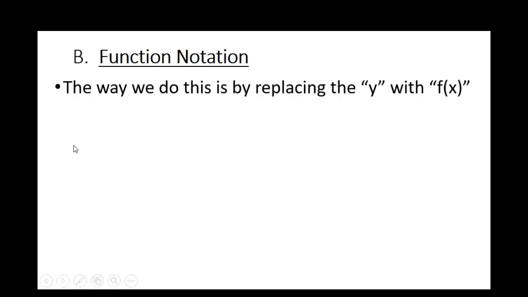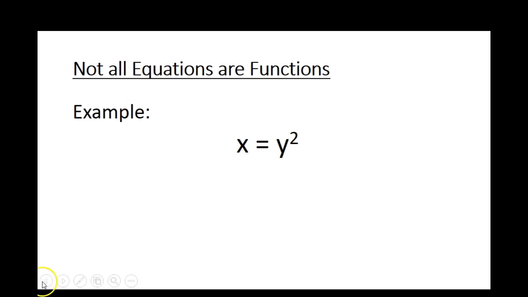All right, so this is what we call function notation. Ready? I'm going to give you some facts about function notation. The way we identify which equation is a function is by replacing the y, the output, with an f of x. By the way, I don't know if I emphasized that enough. Let me back up a little bit here.